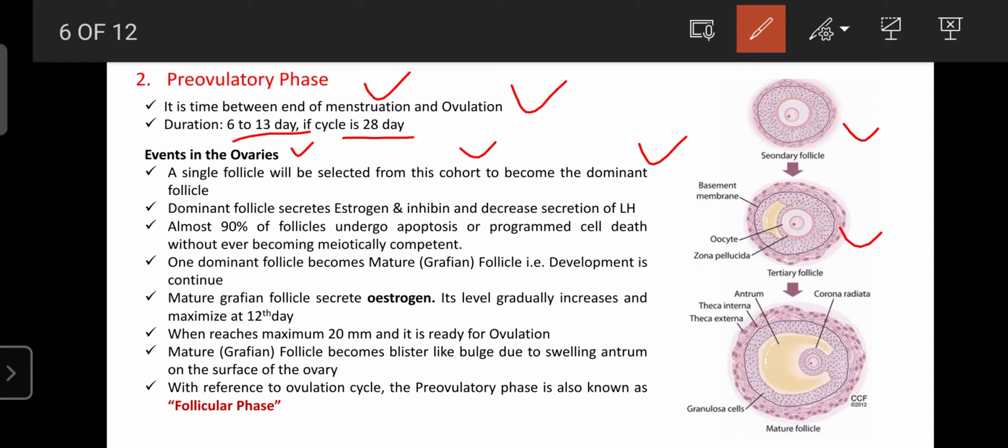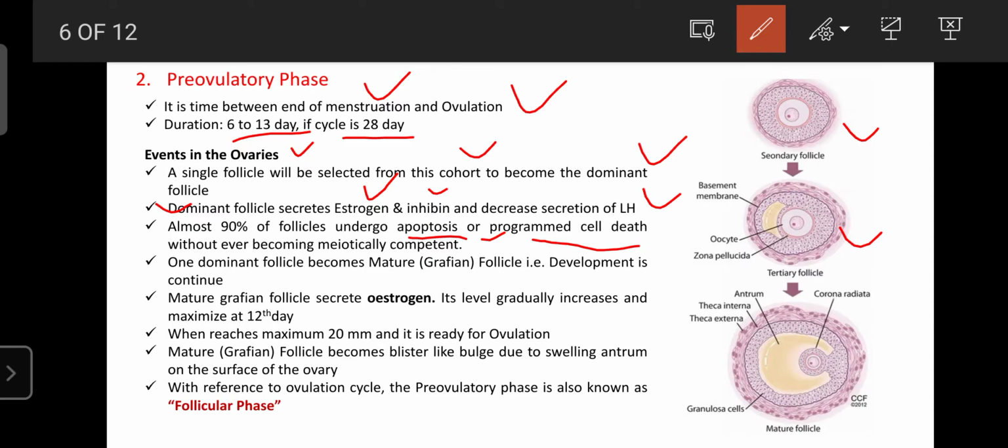Okay, so the dominant follicle secretes estrogen as well as inhibin and decreases the secretion of luteinizing hormone, because here the estrogen gives a feedback message to the hypothalamus, and then the hypothalamus and pituitary gland stop the secretion of luteinizing hormone. And among the secondary follicles, 90% undergo apoptosis or programmed cell death without even becoming meiotically competent. Only one or a few come forward. 90% of them die.